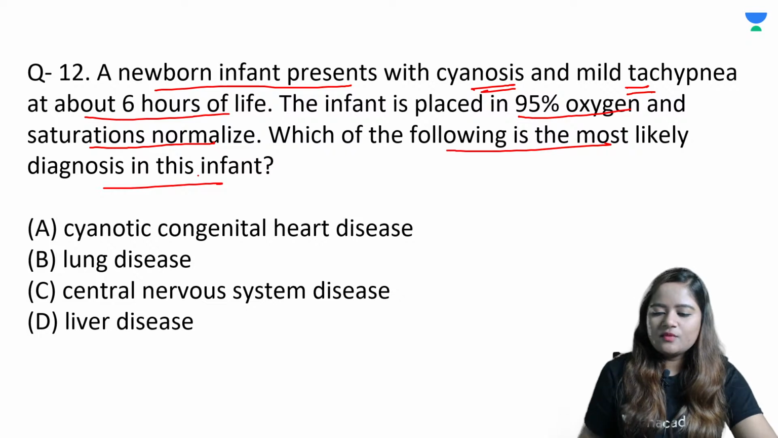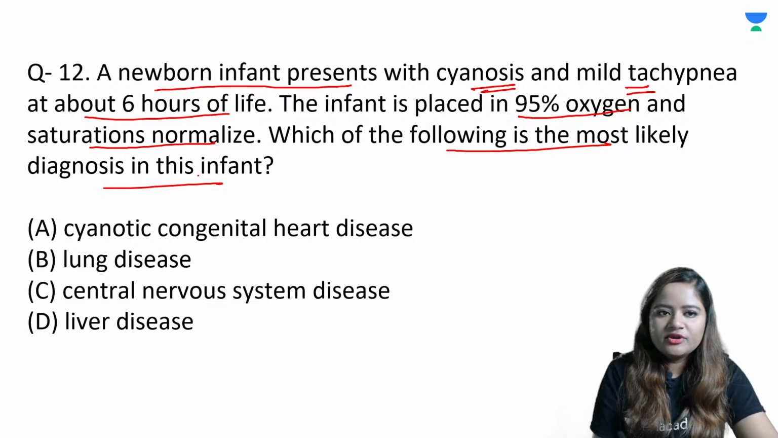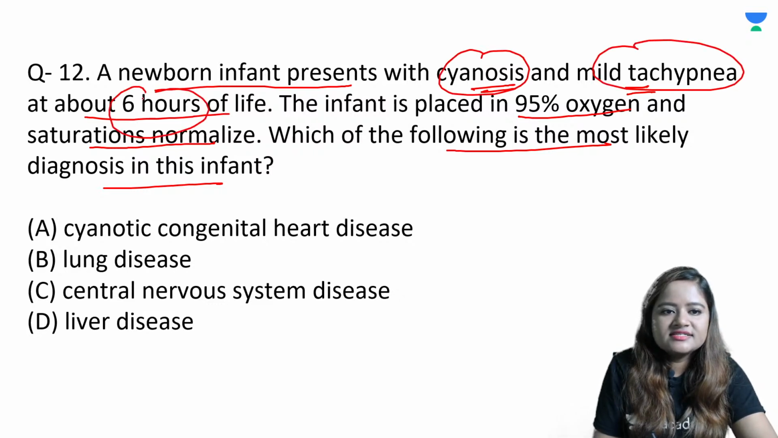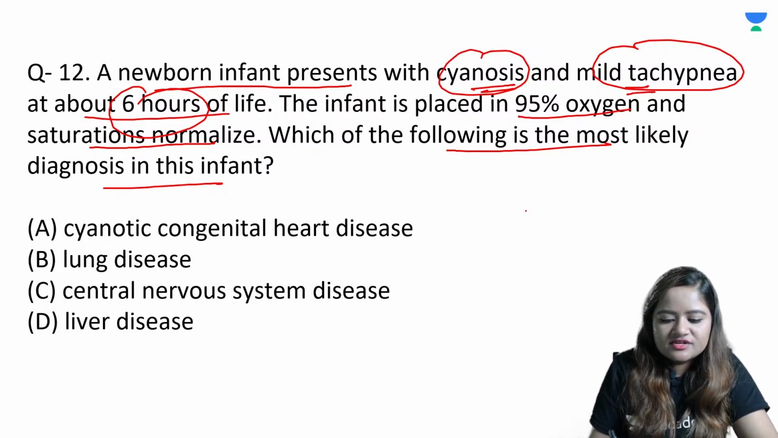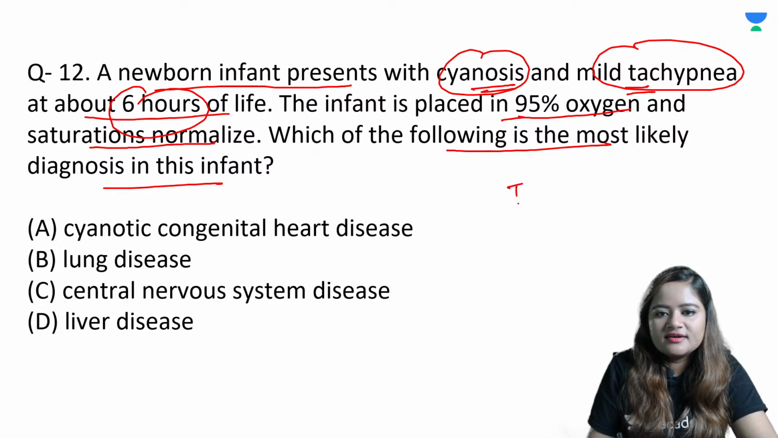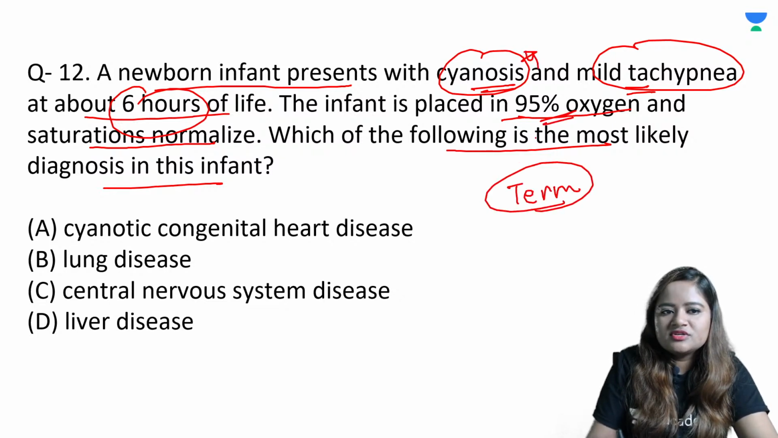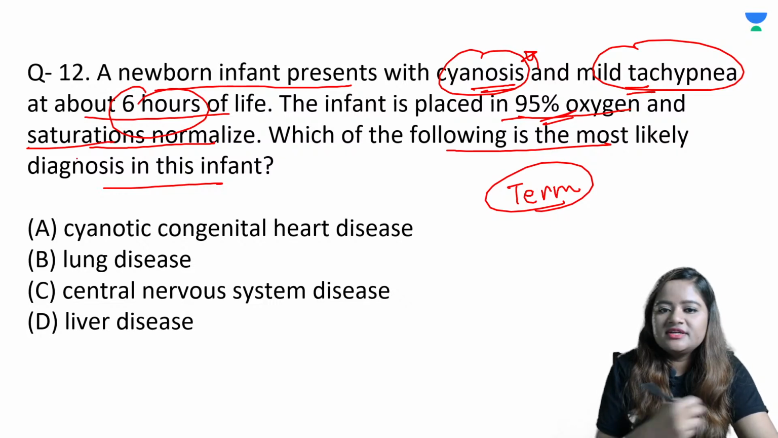It is actually a very common condition that is seen in term newborn babies. That is why they have mentioned cyanosis is there, tachypnea is also there, and the time is 6 hours of life. So in a term newborn, any condition that leads to cyanosis and tachypnea in the initial few hours of life, you can guess that. That is very clear. We are talking about transient tachypnea of newborn that occurs in term babies. So what do we do? If the baby is cyanosed, we need to put on supplemental oxygen. But if we give oxygen, then the saturation immediately normalizes.